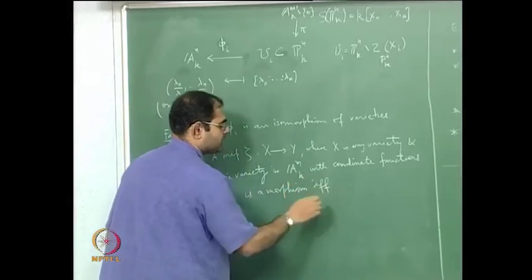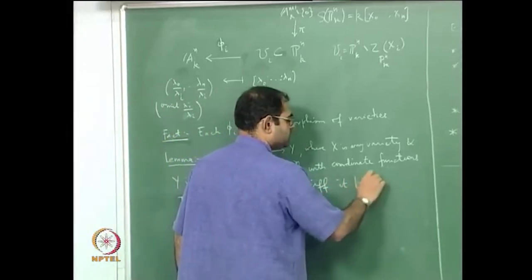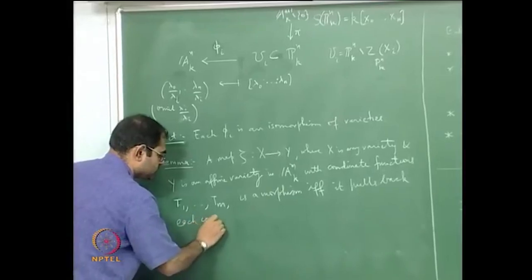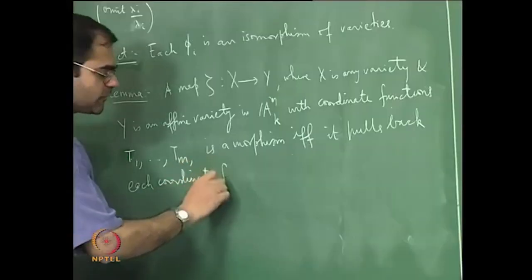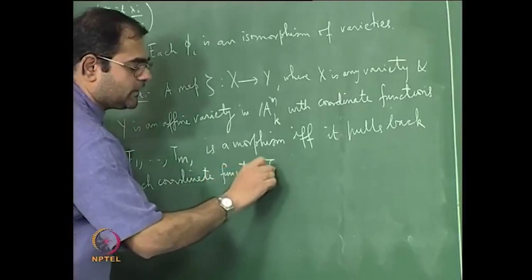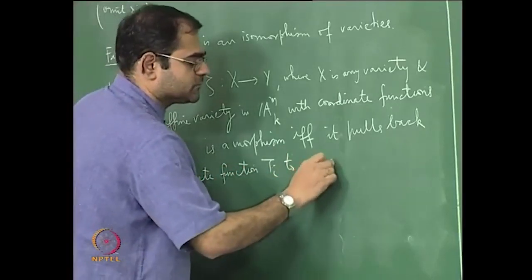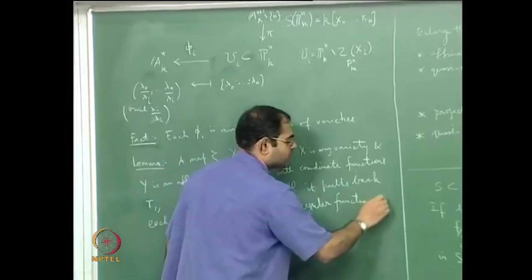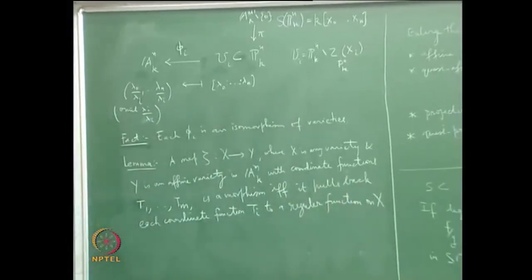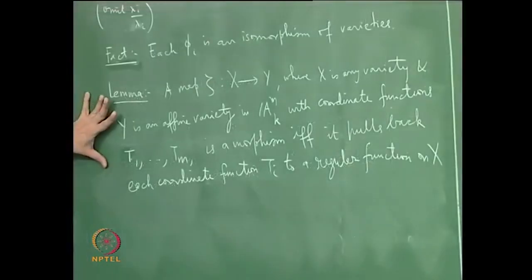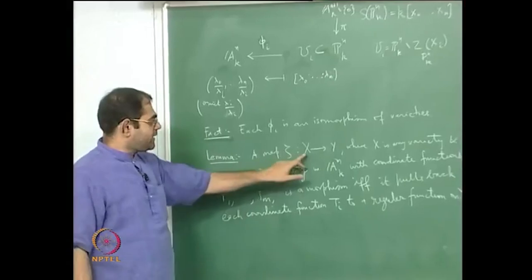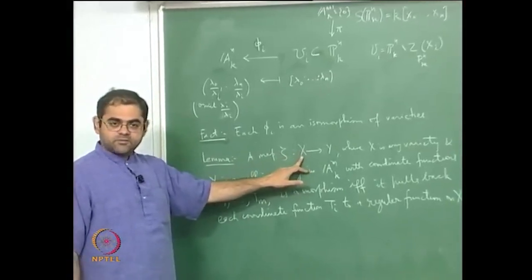if and only if it pulls back each coordinate function T_i to a regular function on X. Okay, so this is a fact that we have already seen. I mean, we saw this in the context of affine varieties or quasi-affine varieties, but you can go and check that the proof has got nothing to do with the source variety being affine or quasi-affine. It could have very well been projective or quasi-projective.